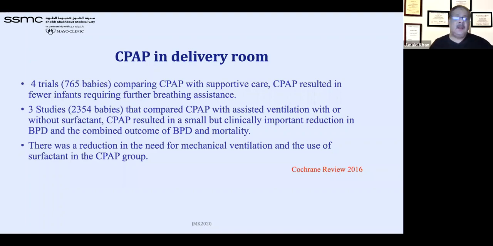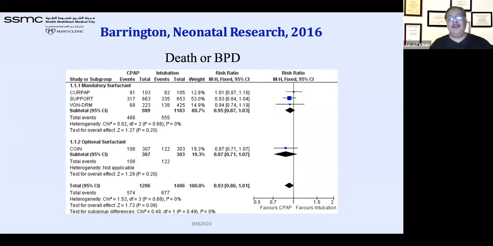There are a lot of trials, more than 2,000 babies, and all go in favor of CPAP. This is the Cochrane review from 2016, all in favor of CPAP, that these babies can do better on CPAP. This is just one of the meta-analyses. I want to show that death or BPD is less in the same Cochrane review, as you can see here, favoring CPAP.